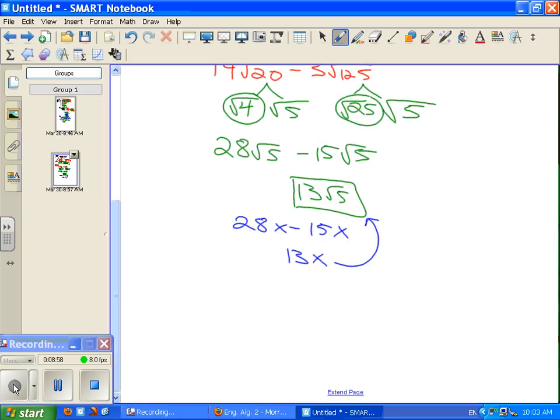So in the same way, if I had 28 square root of 5 minus 15 square root of 3, those are not the same, right? So how is that like a variable? That's like a 28x minus a 15y. They're not the same, so you can't put them together, right? So it's the same thing with roots. If they're not the same, you can't put them together. So when in doubt, always think of them in terms of variables. Whatever you would do with variables, because you guys are pretty good at those, you would do the same thing to the radicals.